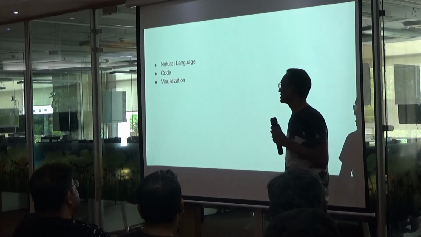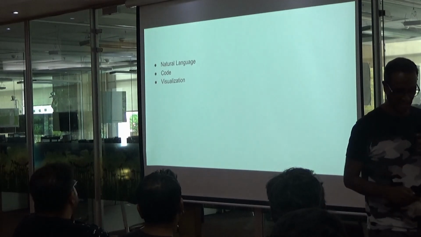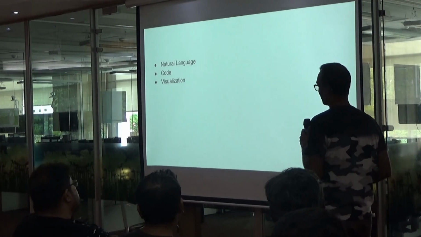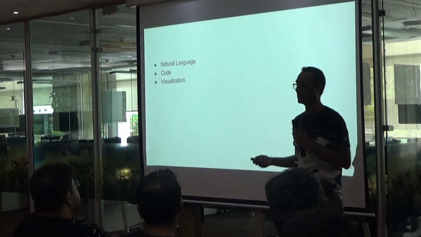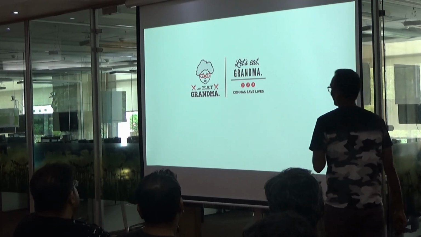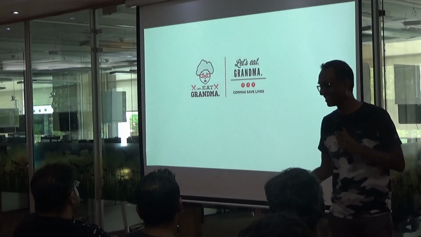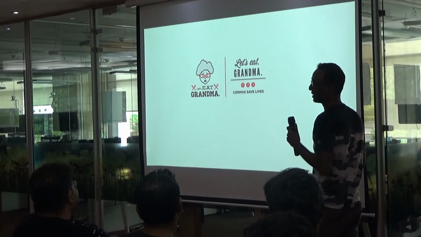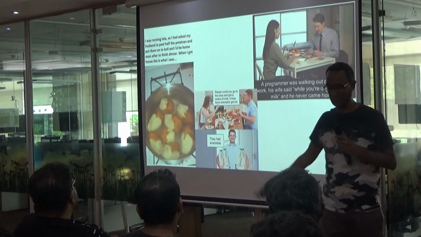There are three modes of communication: natural language, code, and visualization. I'm going to compare and contrast natural language with visualization. I guess most of you would have seen this video. A simple comma could change the meaning of this sentence. More jokes on programmers.